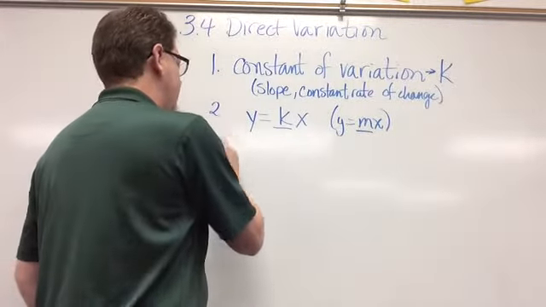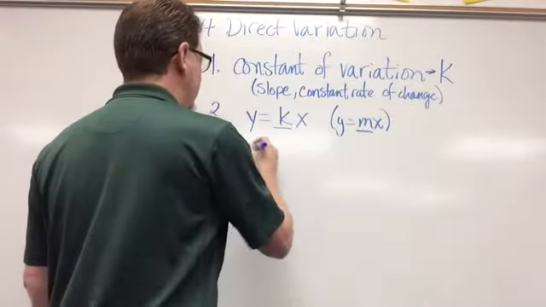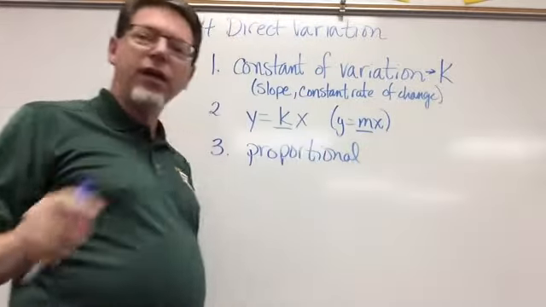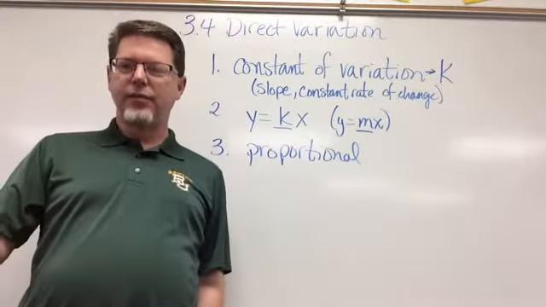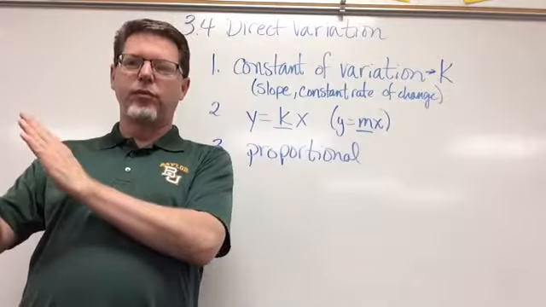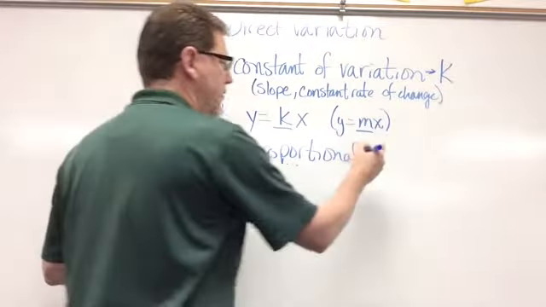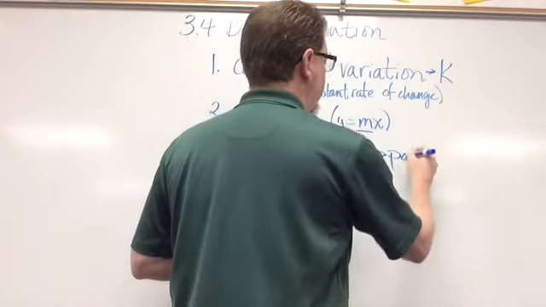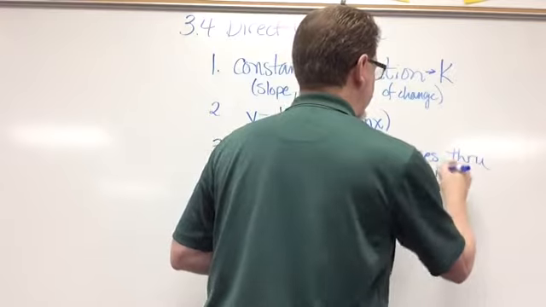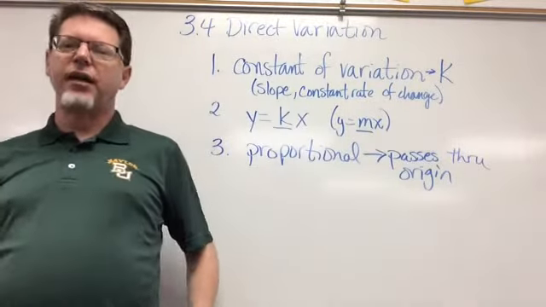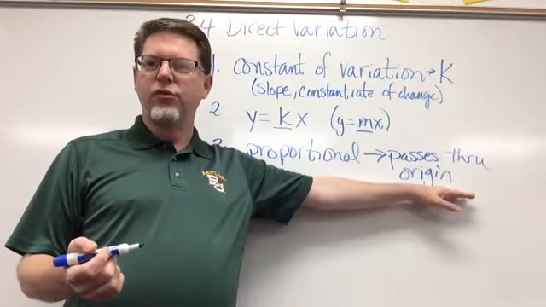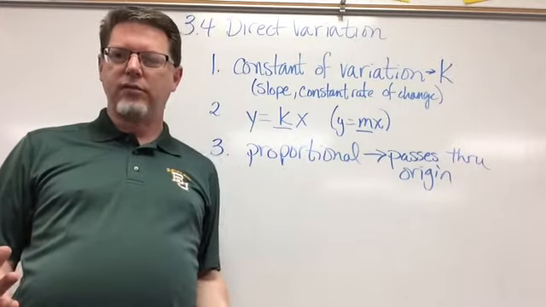Another thing that you will notice about the direct variation is a direct variation is proportional. Meaning, if I have a table set up and I have x's and y's in that table, then each of those x's and y's are going to be proportional, okay? And because it's proportional, the graph of the line passes through the origin. So one way to identify a direct variation equation is if I look on a graph and I see that it goes through the origin 0, 0, then I know that's direct variation, okay?